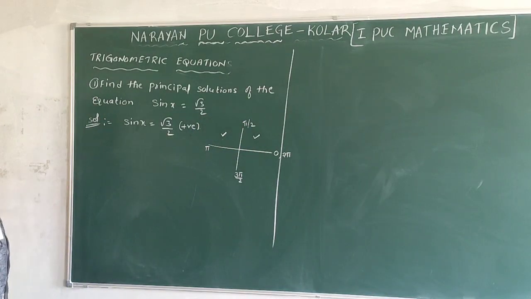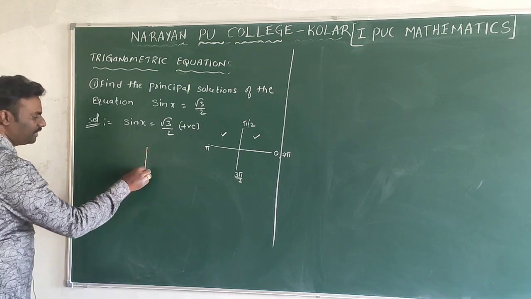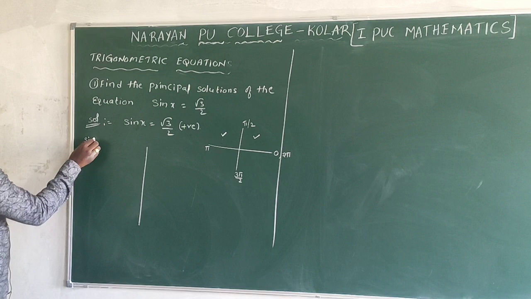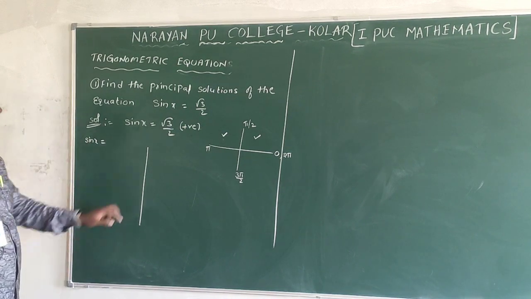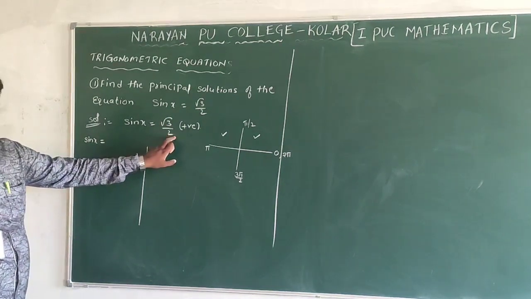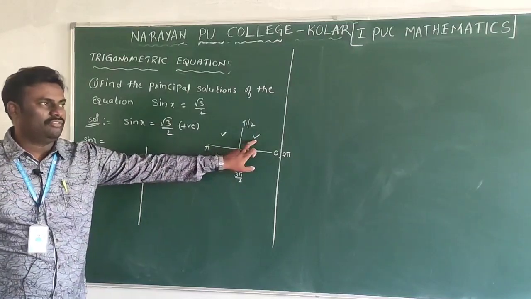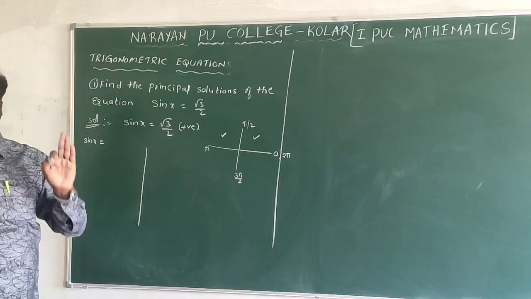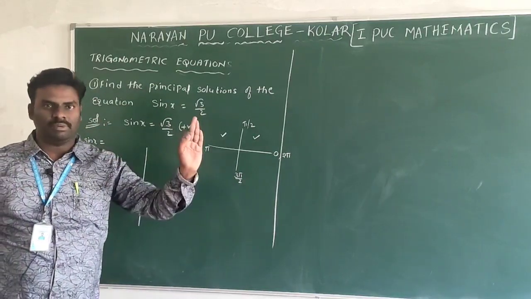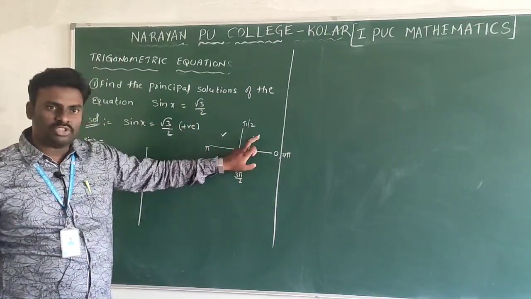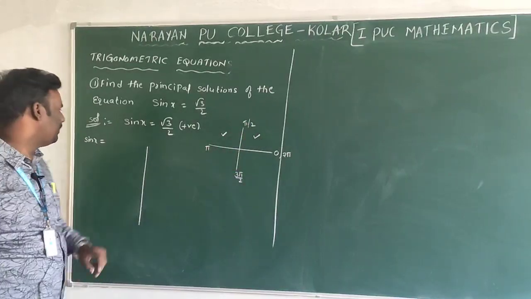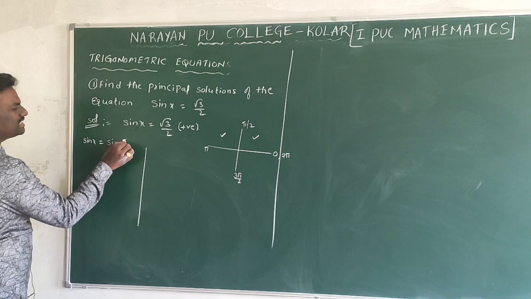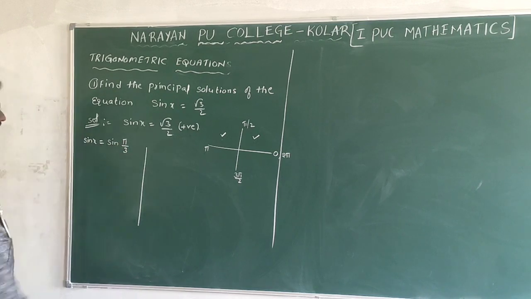So first, I am taking the first quadrant. Sin x is equal to, the right side value is what? Root 3 by 2. In the first quadrant, for which angle will you get root 3 by 2? In the table we know sin 60 value is root 3 by 2. 60 belongs to which quadrant? First quadrant. Now I can write sin x is equal to sin 60. 60 is nothing but pi by 3.